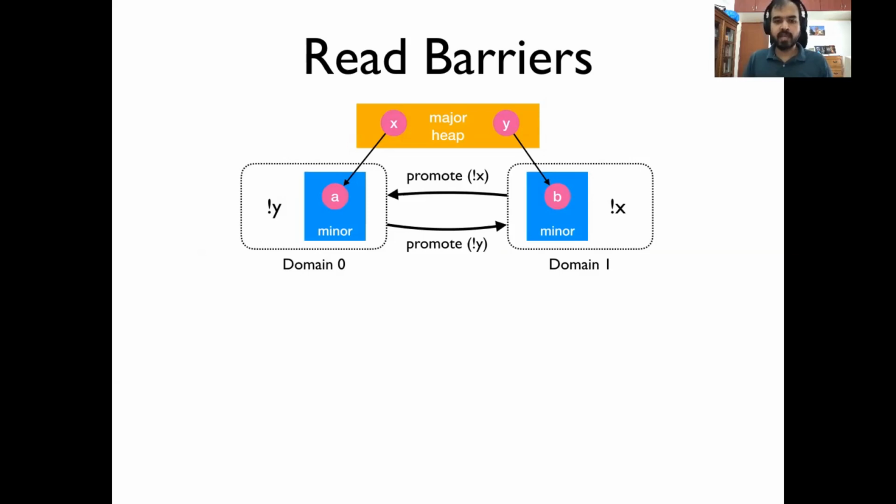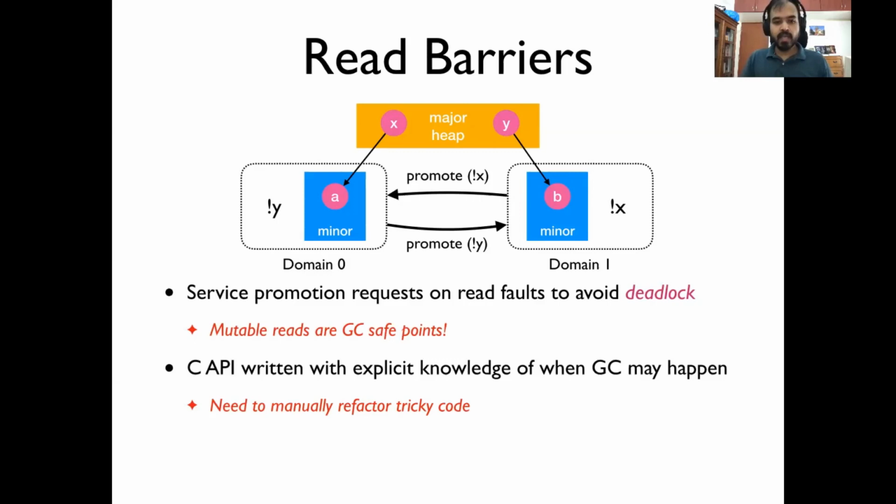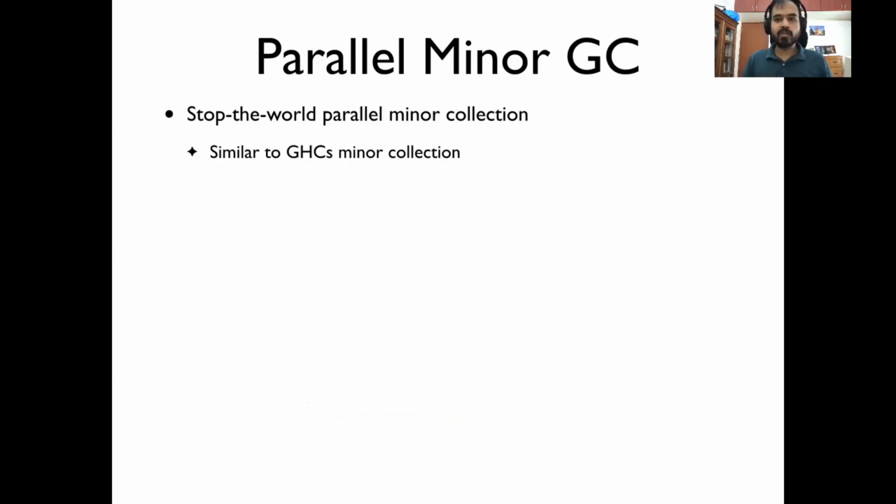So the issue is that the promotion may involve a minor collection. A mutable read is in fact a GC safe point where GC may happen. But this breaks the invariant that we have in stock OCaml where we don't have any read barriers at all. In particular, the C API is often explicitly written with the knowledge of when a GC may happen. Introducing a read barrier where the read barrier is a GC safe point will require manually refactoring very tricky code. And this is unfortunate.